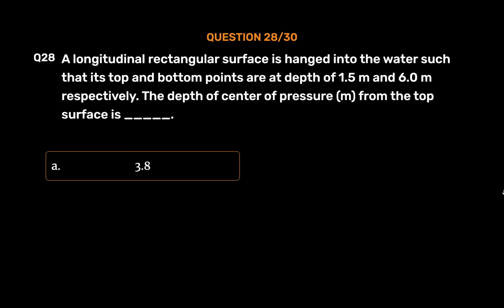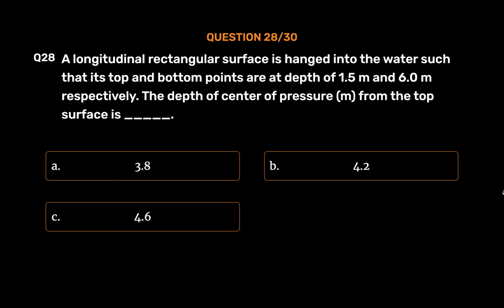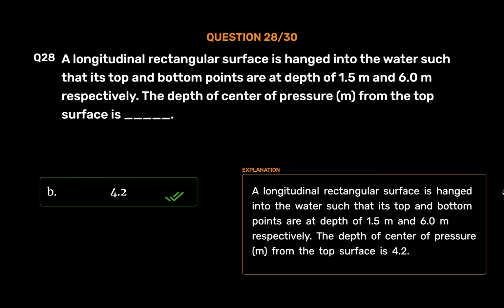Option A. 3.8. Option B. 4.2. Option C. 4.6. Option D. 4.8. The correct answer is option B. 4.2. A longitudinal rectangular surface is hanged into the water such that its top and bottom points are at depth of 1.5 meters and 6.0 meters respectively. The depth of center of pressure, m, from the top surface is 4.2.